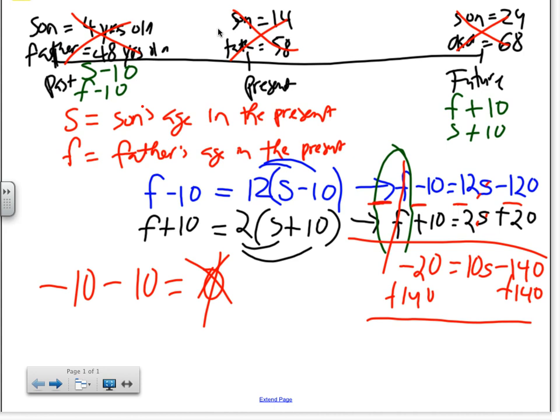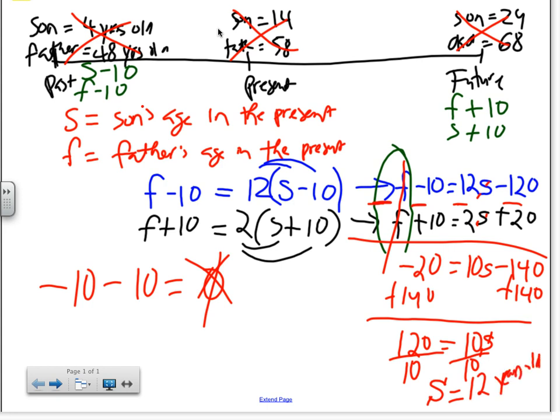Adding 140 to both sides, what do you have now on the left-hand side? 120. So, what's the last step? Okay, so you're saying to divide by 10 on both sides, so that means S will equal to what? 12. 12 what? 12 years. Okay, 12 years old.